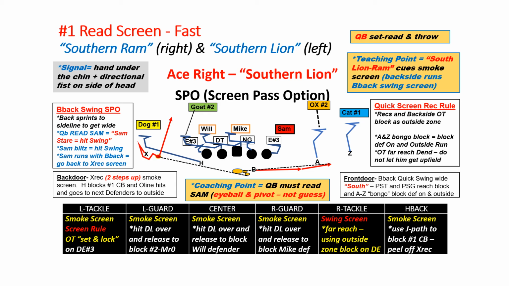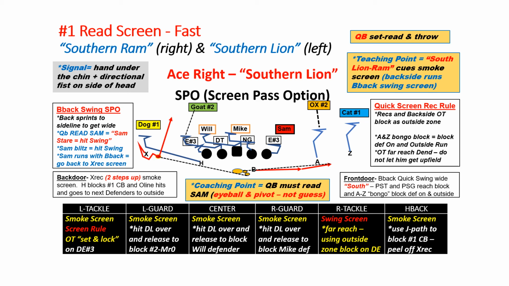Where we're going to read the pass first is the bubble screen to the back side. So we'll just read that Sam backer there. If the B has leverage on him or he blitzes, we'll just throw that first, pivot throw, just like a bubble route, just to the back. If the Sam covers that so that there's no leverage, then the quarterback's just going to turn back and throw his smoke screen to the X receiver.